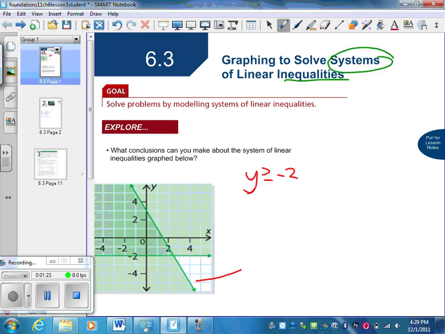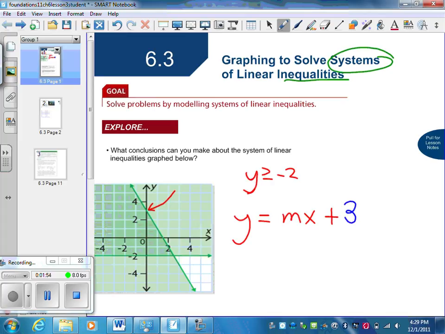Next, we're going to look at the next line. Solid green is going to have an equals to, like this one does. What I see first of all is that there is a y-intercept, this point right here. We know that y equals mx plus b is the form of a line. We look at this y-intercept, and we can see that the y-intercept is 3. So instead of b, we're going to put the number 3.